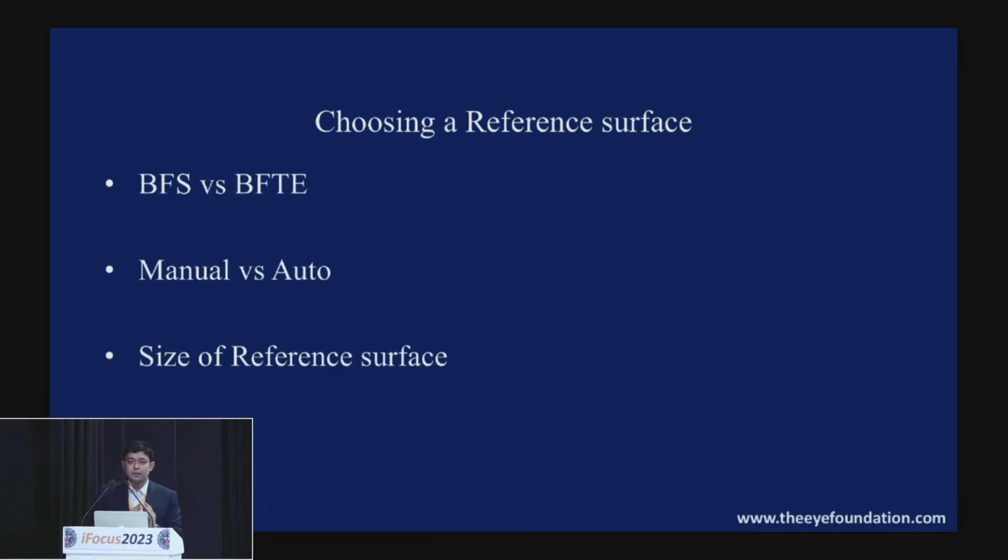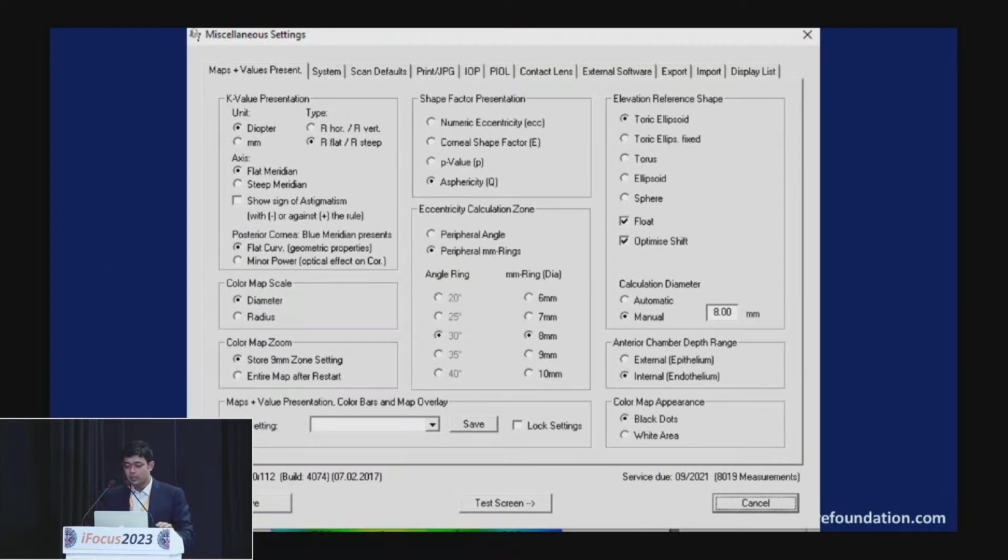But the reason why BFTE, or best fit toric ellipsoid, has not caught on as much as the best fit sphere is that it hides small protrusions in the cornea, which is what we are essentially looking for in a best fit sphere. But it will be useful in differentiating between a highly astigmatic cornea versus a cornea which has early keratoconus. You also have the setting where you can choose the size of the reference surface. Normally in manual mode, 8 mm is what we use as default, but you could use a smaller zone or a higher zone.